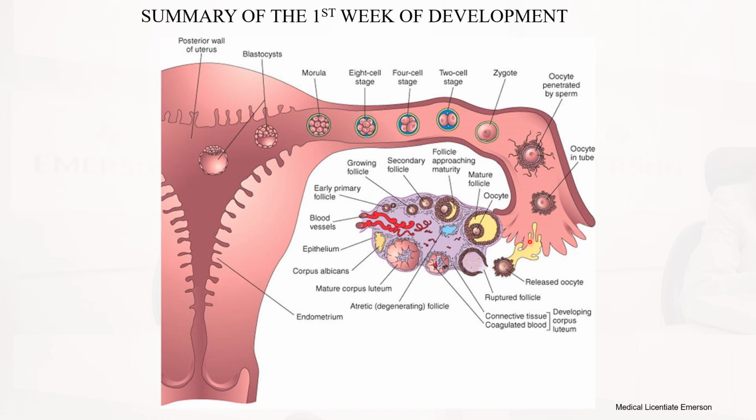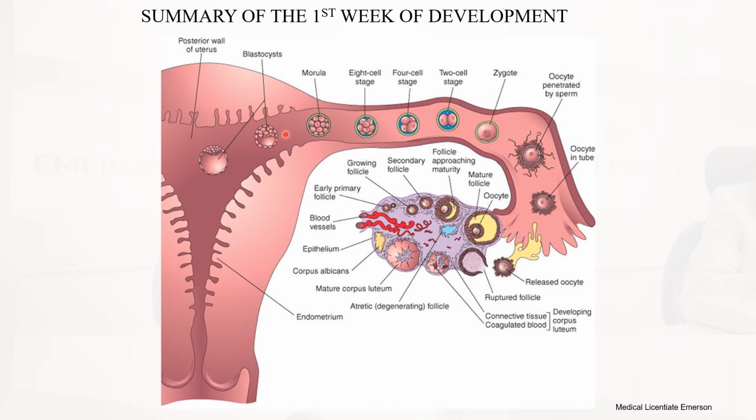The released oocyte entered the infundibulum. Then the oocyte was penetrated by the sperm cell. Then the oocyte, of course, has to complete meiosis 2. After it completes meiosis 2, it becomes a two-cell zygote, a two-cell stage.